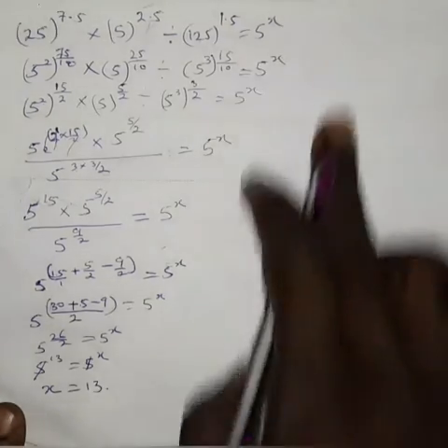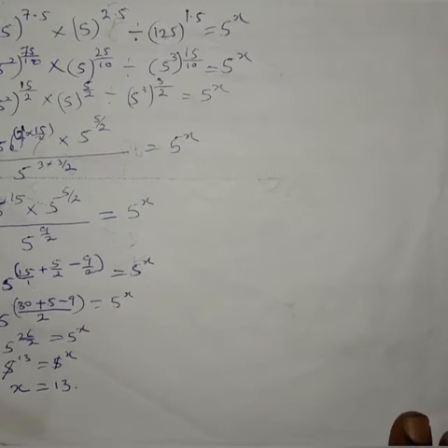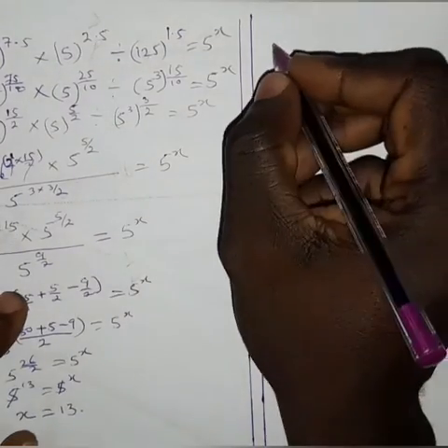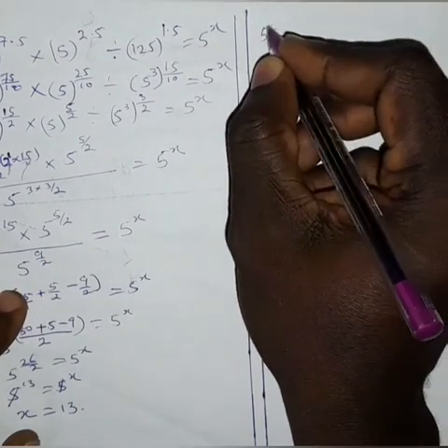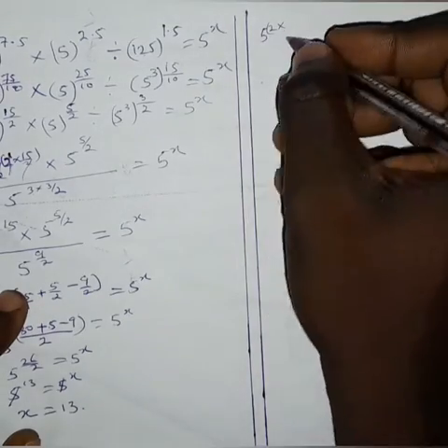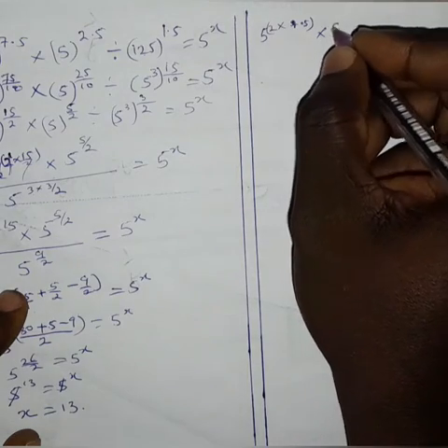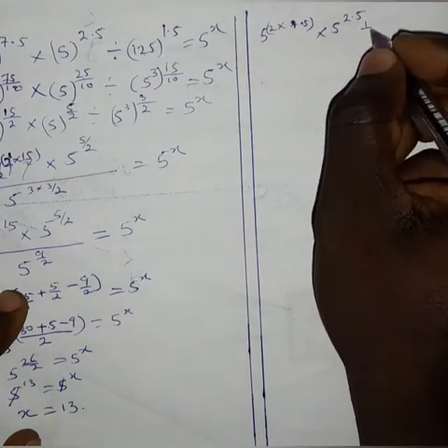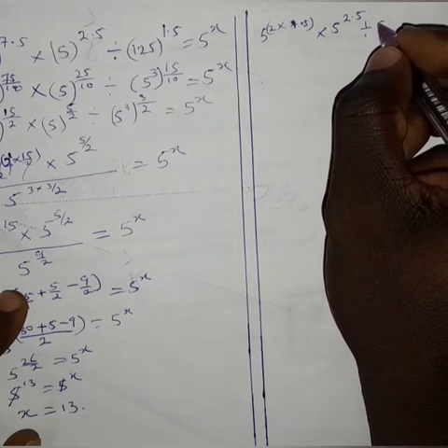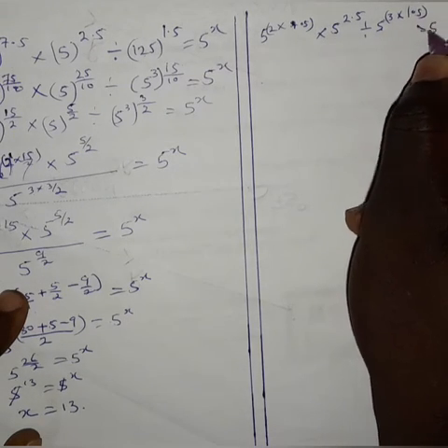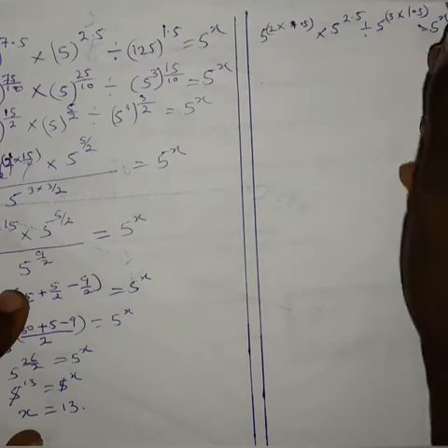Then for the other approach, let me just do that this way. For this second method, which I believe is shorter, I'm just going to leave the decimal point. So I'm going to have 5 to the power of 2 times 7.5 times 5 to the power of 2.5 divided by 5 to the power of 3 times 1.5 equals 5 to the power of x.